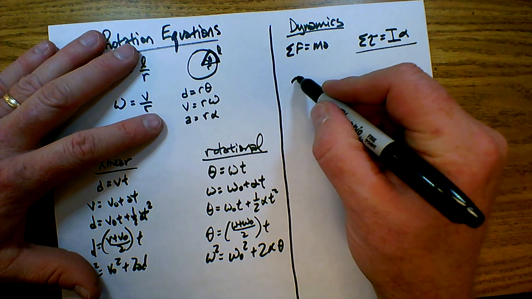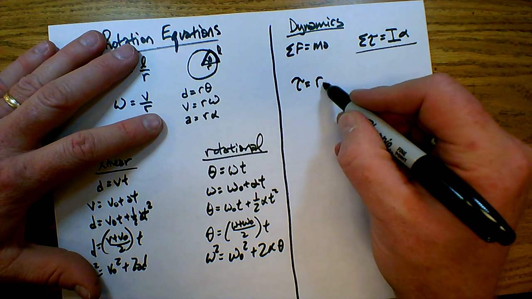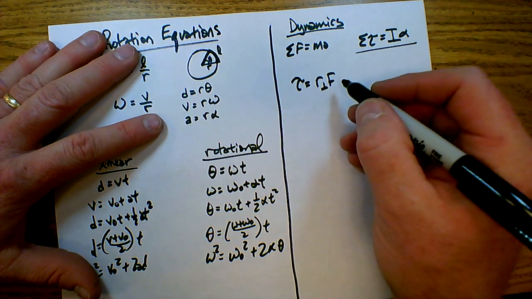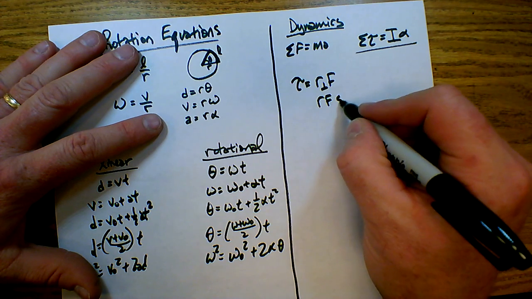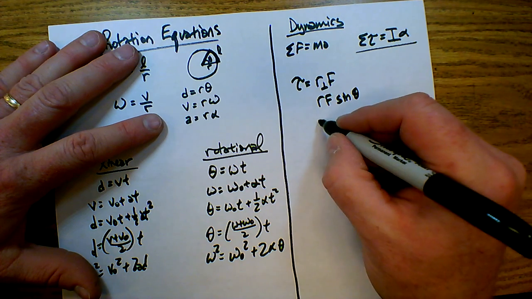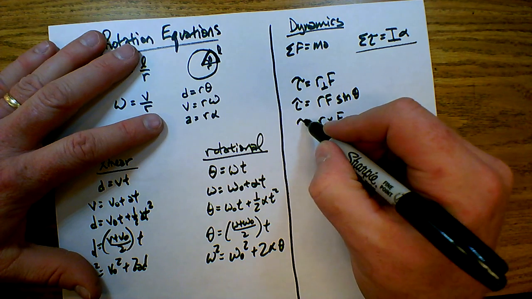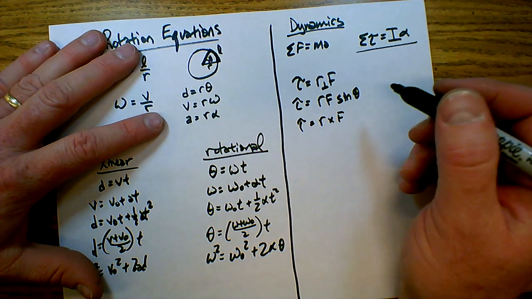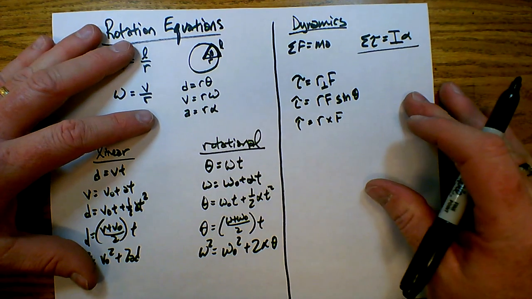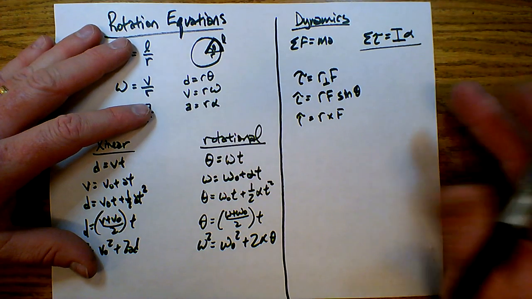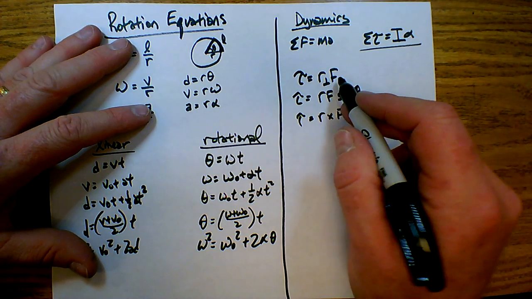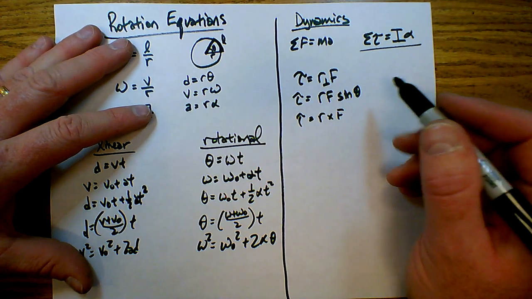Now, let's talk about torque for a second. Torque is equal to r perpendicular times f, or rf sine theta, or r cross f. Those are different ways of finding the torque acting on an object. So r perpendicular f basically means I take the perpendicular component of the force multiplied by the radius. So that's how I do it.